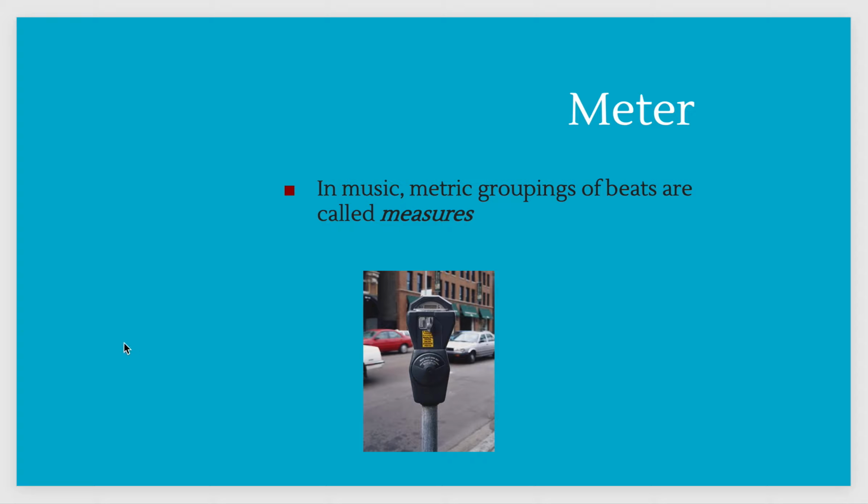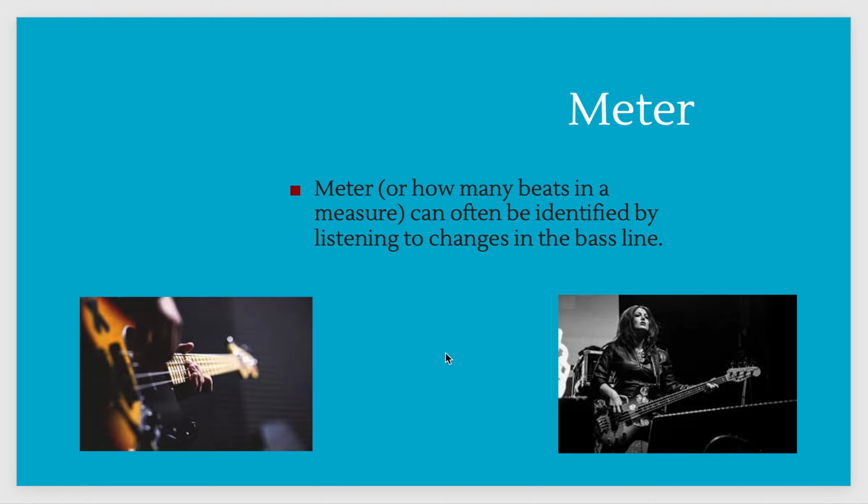In music, when we have groupings of strong and weak beats, we call them measures. And so when you're trying to figure out what the meter is, where the beginning of a measure starts, or what the grouping of the beats are, sometimes it's helpful to listen to the bass line. This is just your information for those of you that want to be trying to figure stuff out like that.